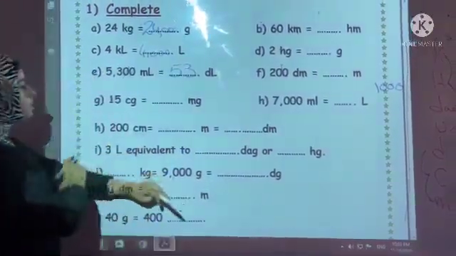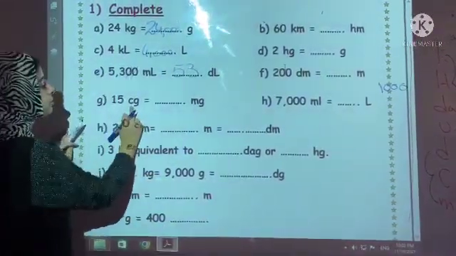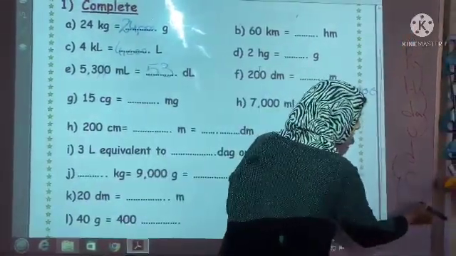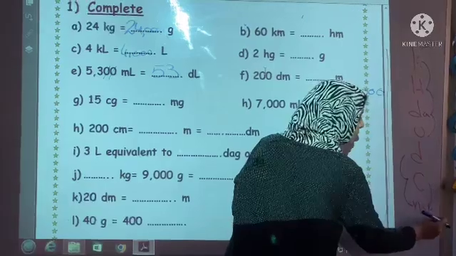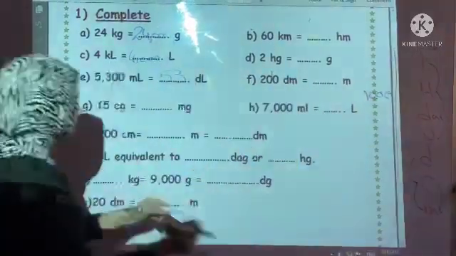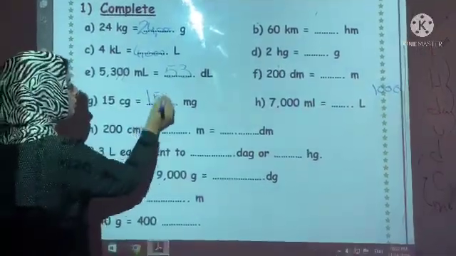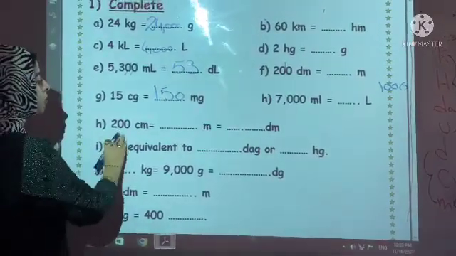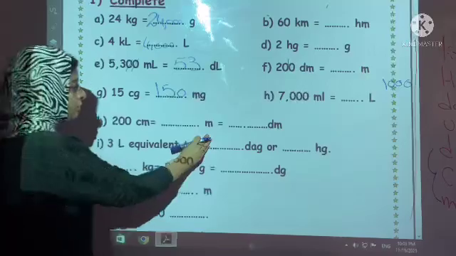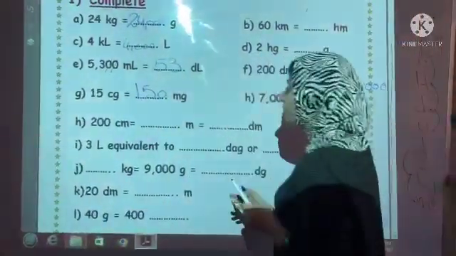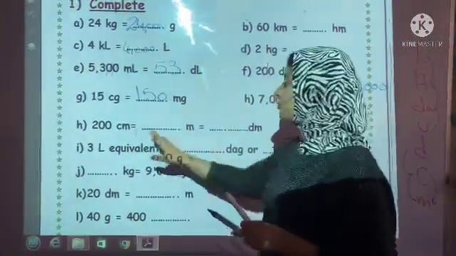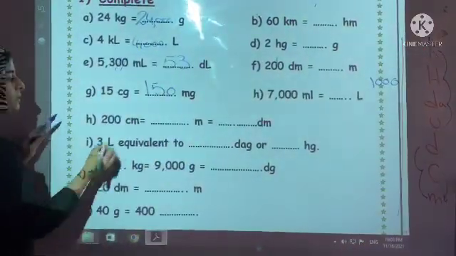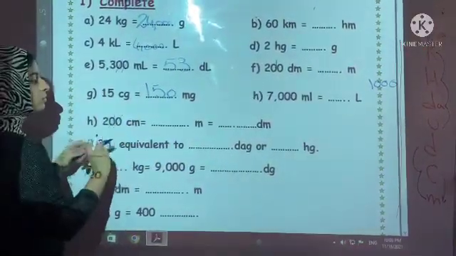Okay? So here I have 15 centigram equals how many milligram? I'm gonna move from centi to milli. That means from greater to smaller, times 10. So I'm gonna add another 1 zero. It will be 150. Here I have 200 centimeter equals how many meter? So from centimeter to meter, from smaller to the greater, that means I'm gonna make it divided by 100. That means I'm gonna eat 2 zeros. It will be 2.